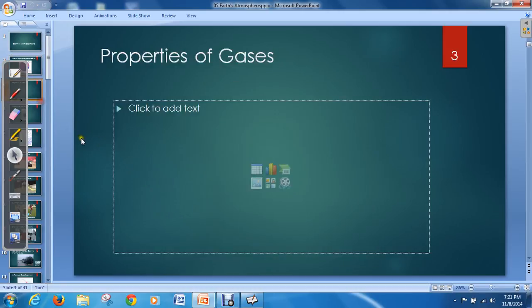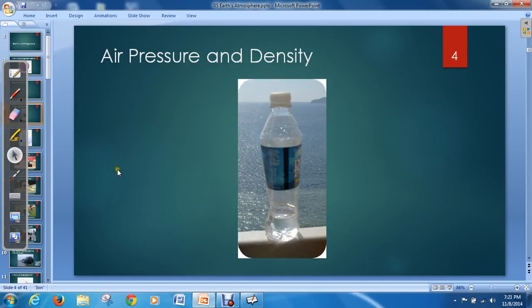Then we moved on to different properties of gases: the mass of gas, the volume of gas, density. Specifically, we want to talk about air pressure and density. So imagine you had a water bottle and you crushed it when you were near the sea, at sea level. Then, if you brought it up to the mountains, what would happen? Well, as you rose in altitude, the pressure around the bottle went down, and so the bottle is actually going to expand because you have a higher pressure inside the bottle.